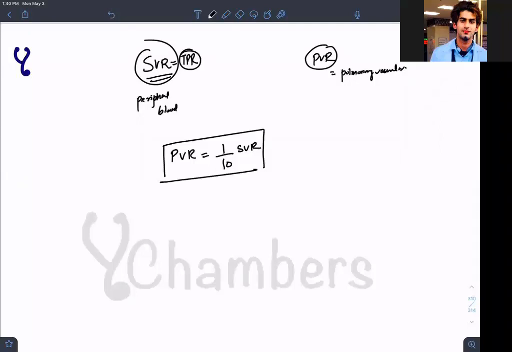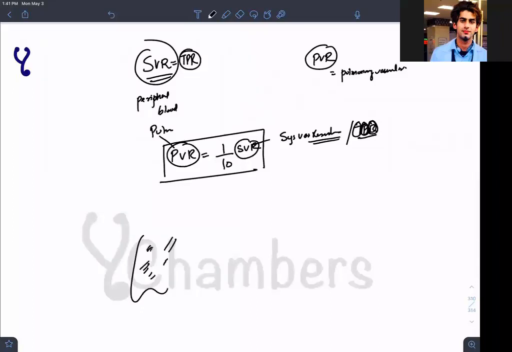Now, if you want to decrease the pulmonary vascular resistance, don't get confused with the acronym. SVR is systemic vascular resistance, also called TPR, total peripheral resistance. But this is pulmonary vascular resistance. Pulmonary, that is the vessels of the lungs. The blood vessels which are present in the lungs are behaving as resistances.